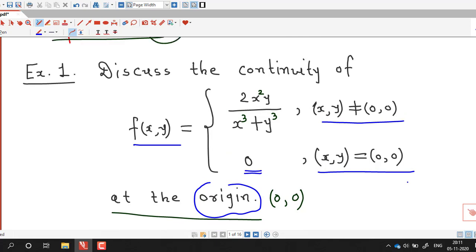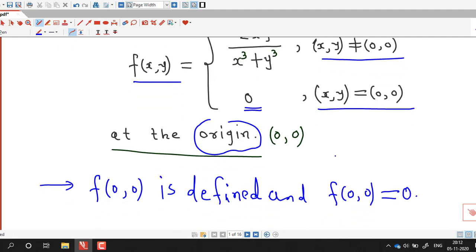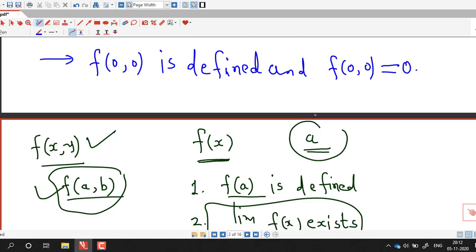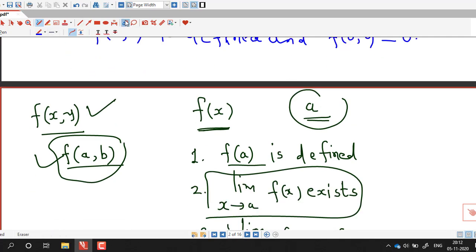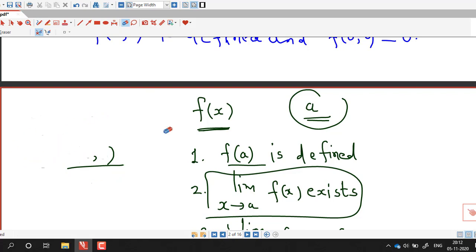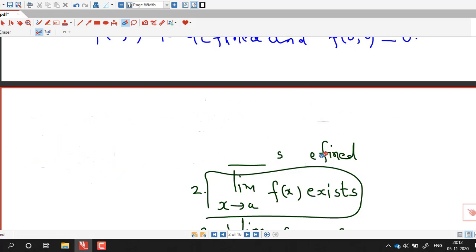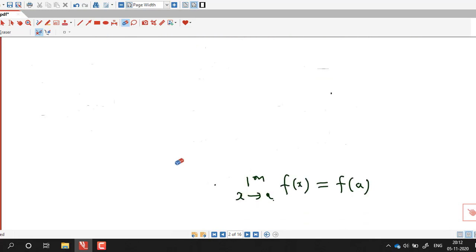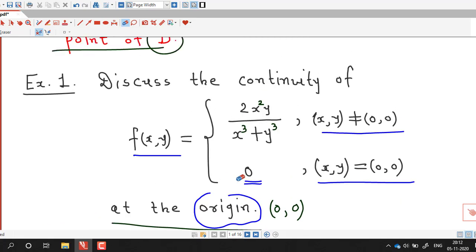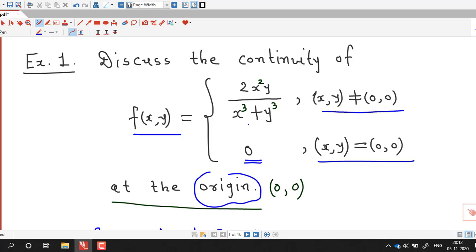Now second requirement is function must have limit as (x, y) approaches (0, 0). Here function is 2x²y over x³ plus y³. So we first check whether limit of function exists or not as (x, y) approaches origin. For that we should recall the way how we check the limits of a function of two variables. As we know, we have to check by taking different paths approaching origin (0, 0), and then from that we have the idea whether limit exists or not.